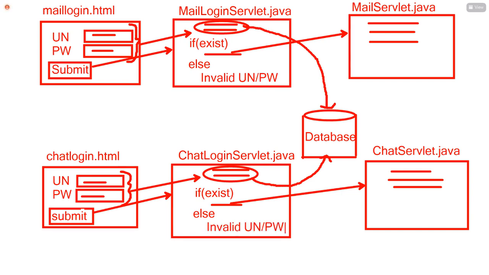Now here the mail servlet code and chart servlet code are completely different. It is not the same. It is a mail application, it is a chart application, so different code will be there. But this login servlet code is the same. Only one word differs: here the URL pattern of mail servlet, here the URL pattern of chart servlet. This program, here also, only one word is different.